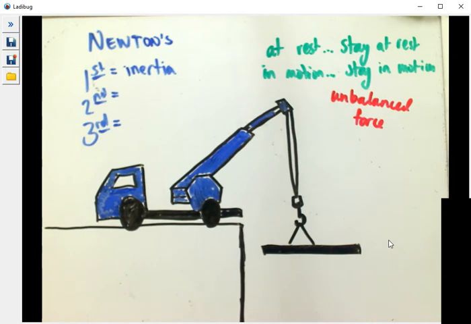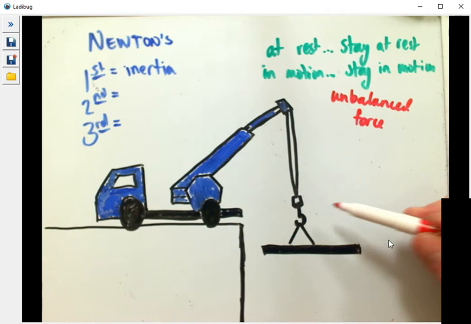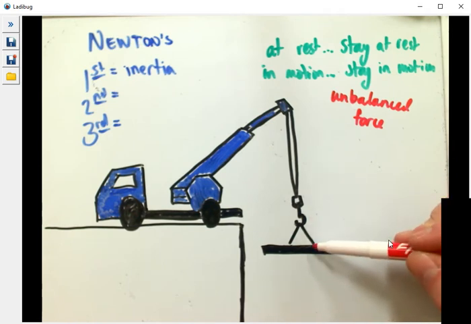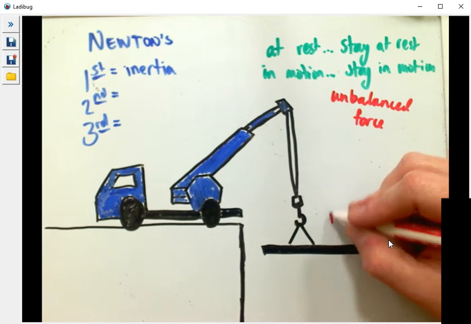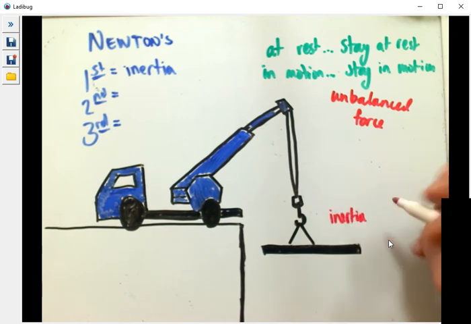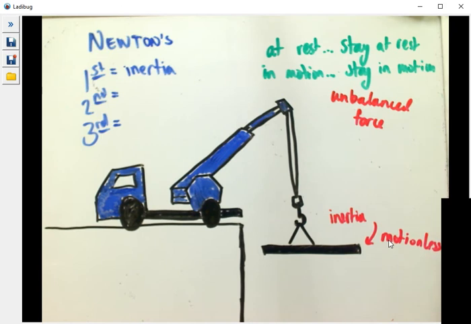So for example, here, imagine that our crane has stopped pulling and our metal beam is hanging motionless in the air. So the inertia that we could describe here would be motionless. Now imagine that we wanted to change that inertia. We wanted to change the motion. The only way that we could do that is to apply an unbalanced force.